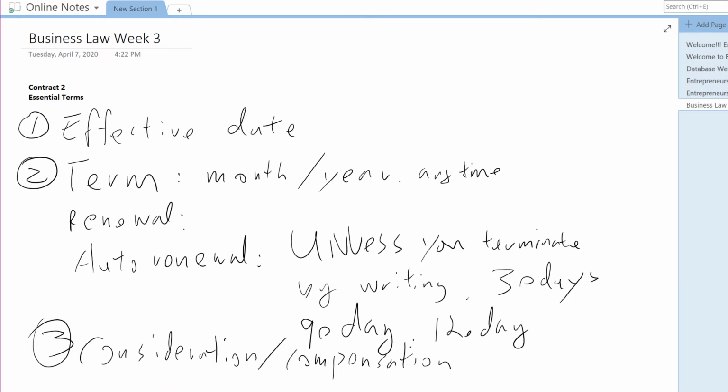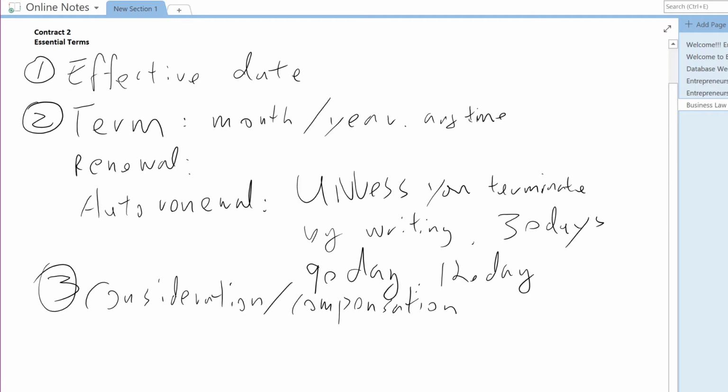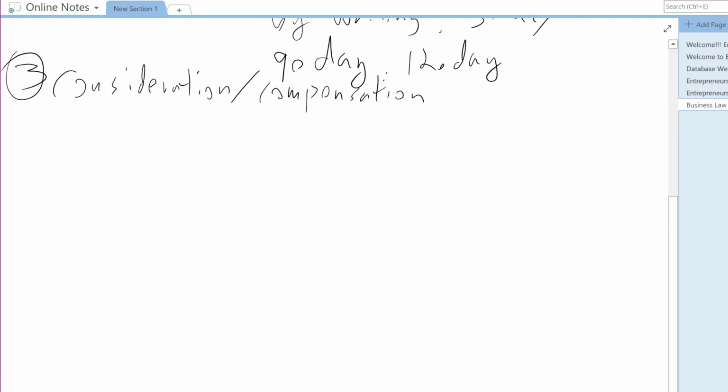So consideration, compensation, obviously is important because you have to know how much you're getting paid or how much you're paying for a service. If you don't put that into the contract, then it's open to interpretation. It's just not complete, because how can we consider a service or product contract to be complete if you don't have a price? So generally we put it in there.